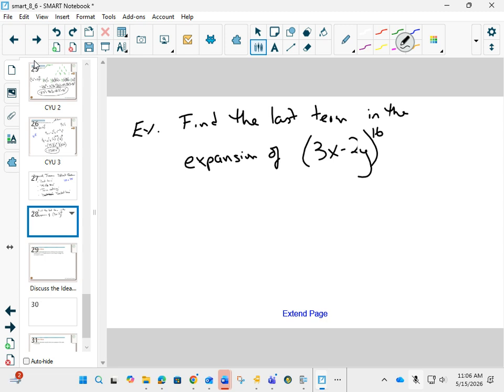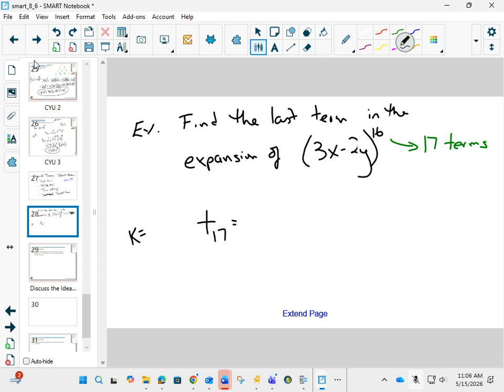What makes this one a little bit harder is which one is the last term. Which term would you find? 15? Term 16? Term 1? No, term 1 won't be the last one. How many terms are there? There would be 17 terms. So which one is the one you want to find? You want to find term 17.